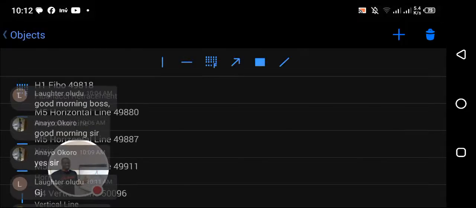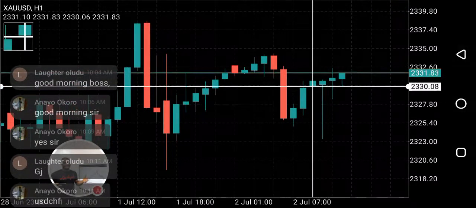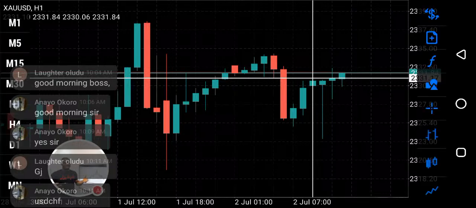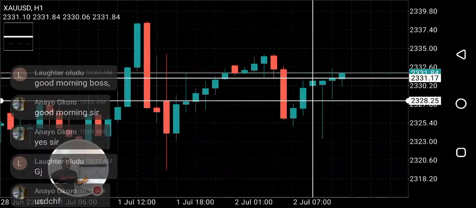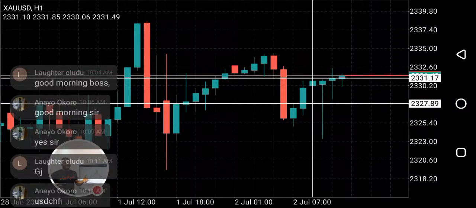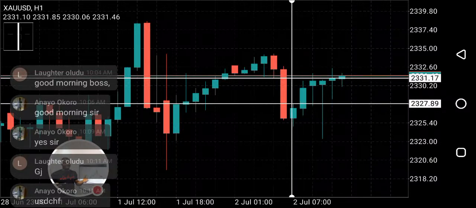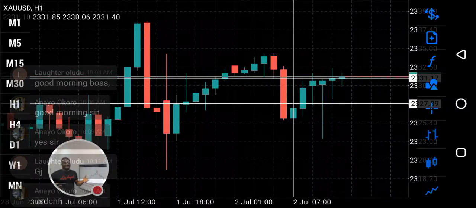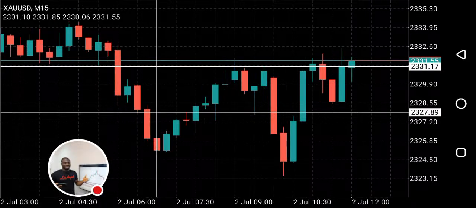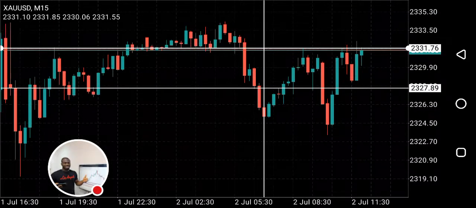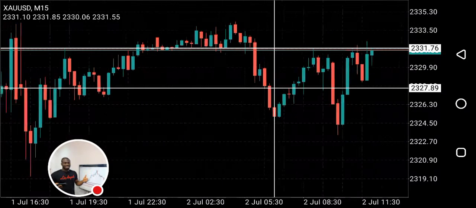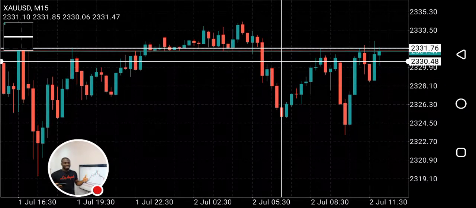Can you see the fair value gap that was created? A fair value gap was created on 1 hour. This is the fair value gap. If we also go down to 15 minutes, you can see the fair value gap that was created on 15 minutes. Can you see this? So I think the pullback was to fill this fair value gap.